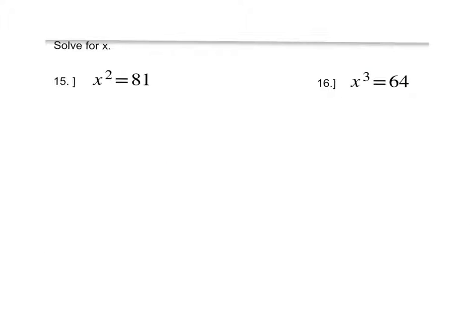Solve for x. So for x, we need to figure out what to the second power, or what times what, equals 81. If you didn't know offhand, you could take the square root of 81, which is 9. So x would equal 9, because 9 times 9 is 81.